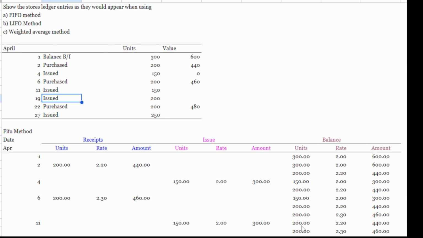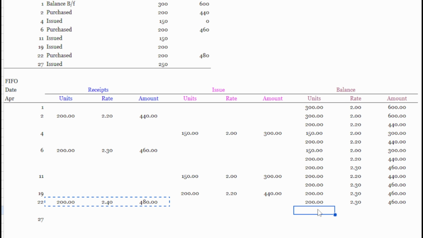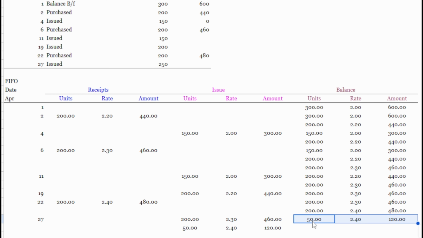On the 19th, again there is an issue. I will issue from this lot and this is the remaining balance. Then again there is a purchase of 200. So the balance will be 200 from the previous lot and 200 from the 22nd April lot. On the 27th, the final transaction, there is an issue of 250. So when you have to issue 250, 200 will be issued from this and 50 will be issued from this. So the remaining 150 will remain in the closing balance. So the valuation of closing inventory is 360, at the rate of 2.4 per unit.